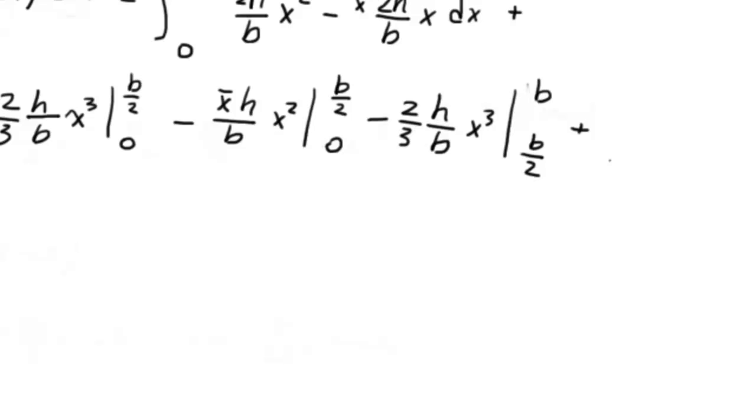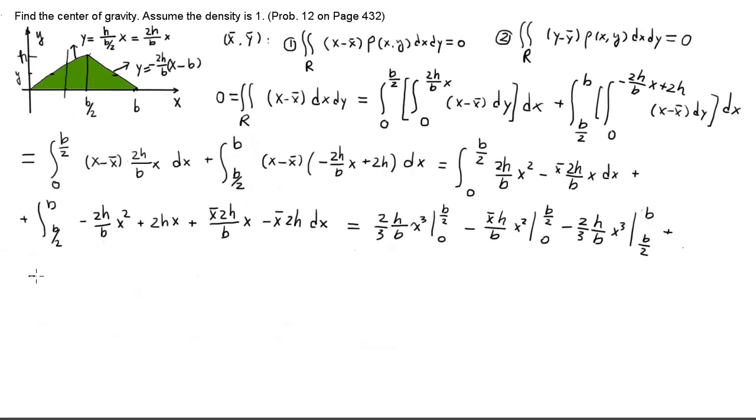We can see we have h times x squared as the common factor. So this is something we have. We have 1 plus x bar over b, times h, times x squared, and we plug in b and b over 2. The last one is simply a constant, so we have minus x bar times 2h times x, and we plug in b and b over 2.